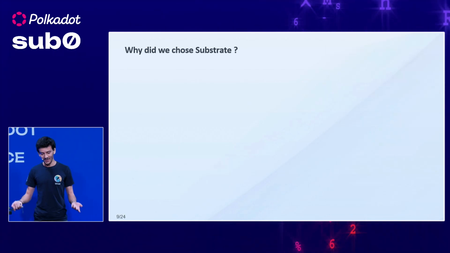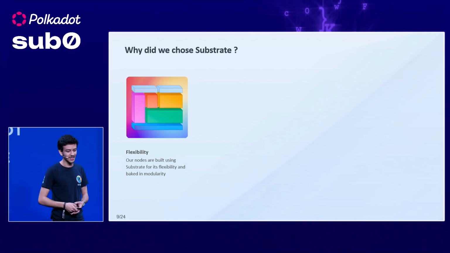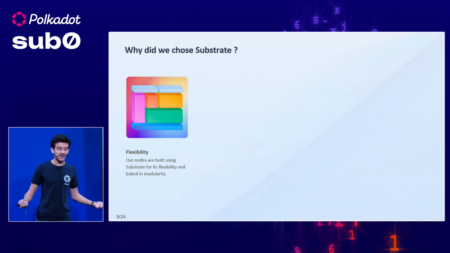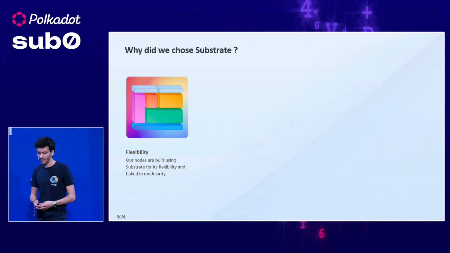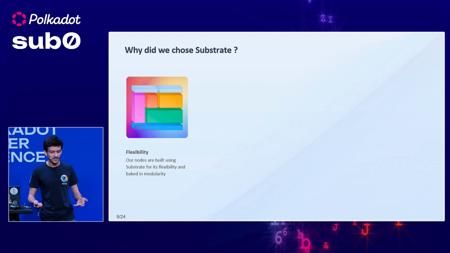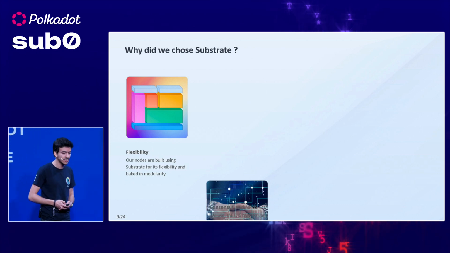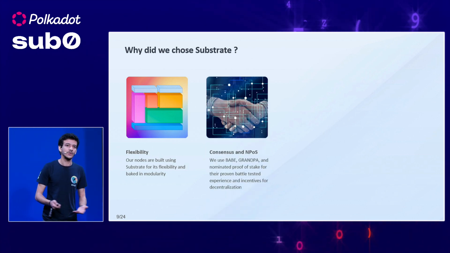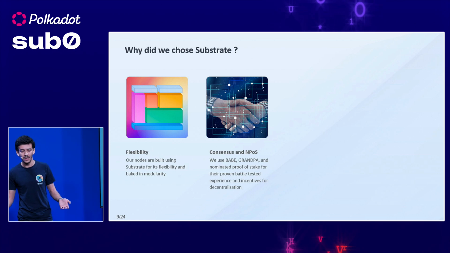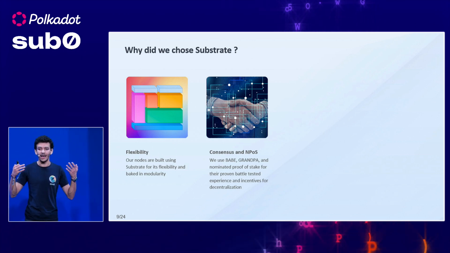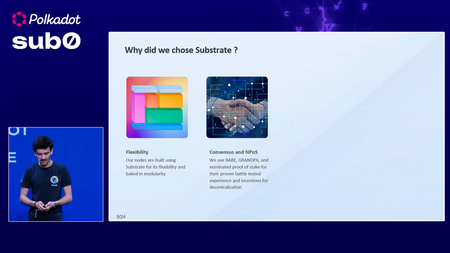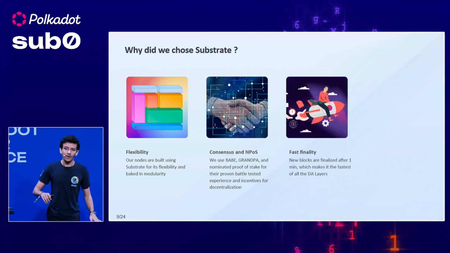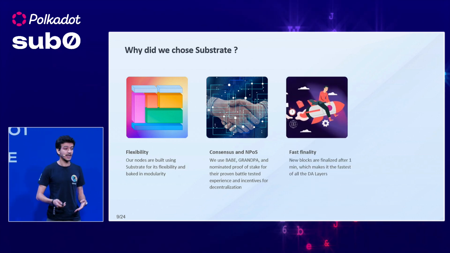So now we can say why we have chosen Substrate. Of course, Substrate is flexible. The modularity in Substrate is baked in. It can be with pallets or anything else. Typically, we can do whatever we want. For the consensus, nominated proof of stake, BABE, GRANDPA, everything has proven battle-tested experience and high incentives for decentralization. So we have a fast finality, which is really important for us.